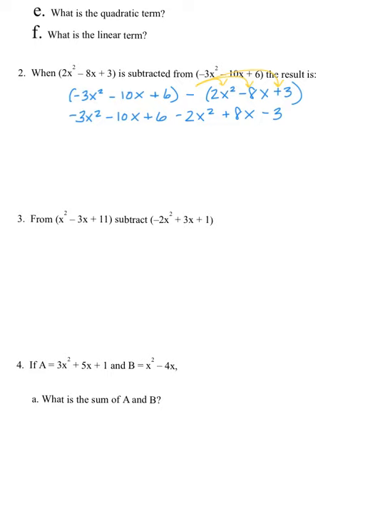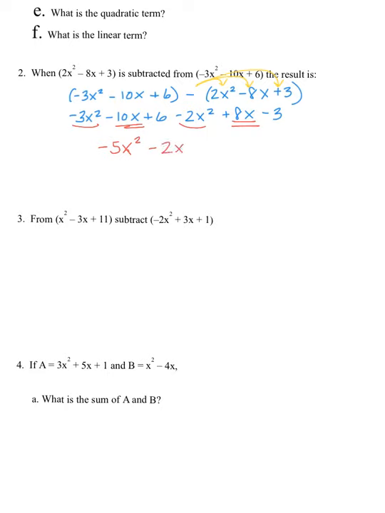To combine like terms, we want to identify the terms that have the same variable raised to the same power and add their coefficients. So we have a negative 3x squared and a negative 2x squared. Combining those coefficients is the result negative 5x squared. Doing the next set of combining, we have two like terms with an x to the first power. We have negative 10x and positive 8x. Negative 10x and positive 8x results in negative 2x.